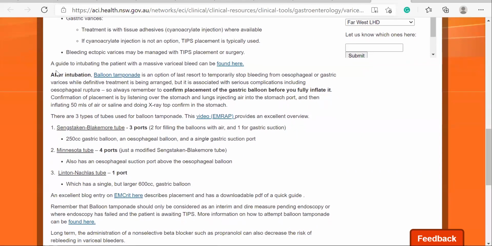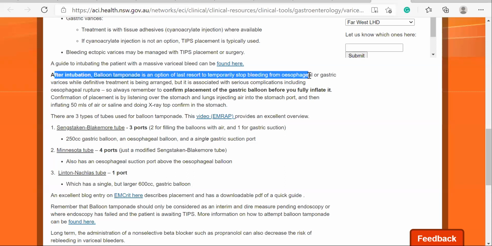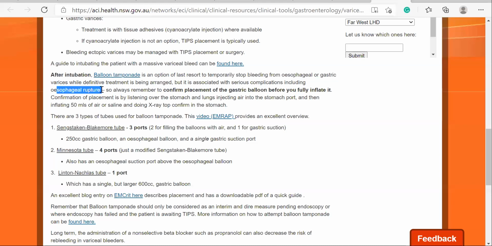Sometimes balloon tamponade is an option, but it's just a temporary option. So after you intubate the patient, balloon tamponade is an option of last resort to temporarily stop bleeding from variceal bleeding when definitive treatment is being arranged. There is a complication with that because sometimes balloon tamponade can cause esophageal rupture. So normally, this is not a management. Sometimes what can happen, you tried endoscopy, but you are unable to stop the bleeding, so you need surgery. So in between that time, when you are waiting for TIPS, you can do the balloon tamponade.